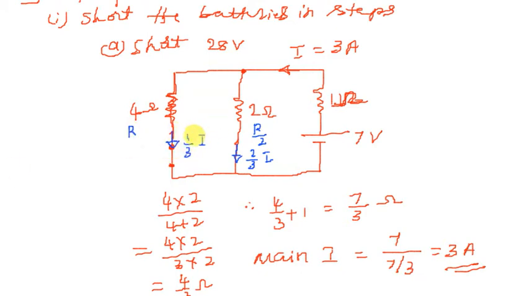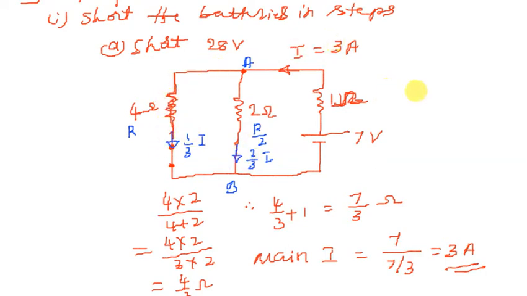1 by 3 into I, it is 1 amp. 1 amp is flowing here, but I'm not interested in this one. I'm interested in the middle one, because the points A and B exist here, right? So in the 3 amps, 1 amp current is going here.